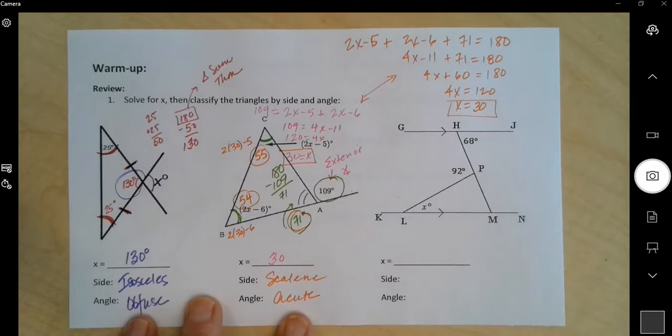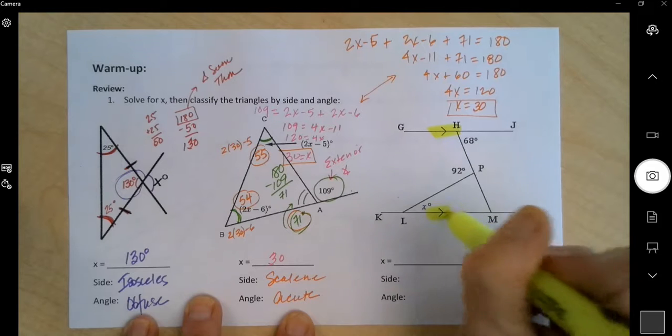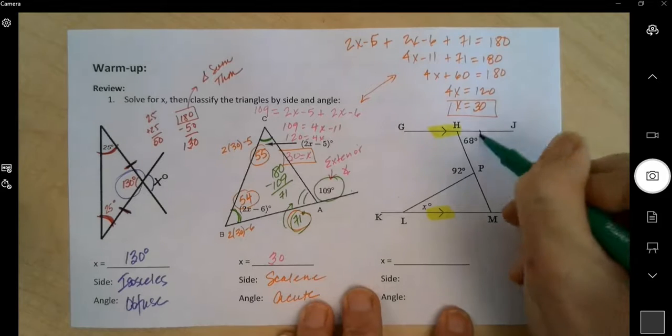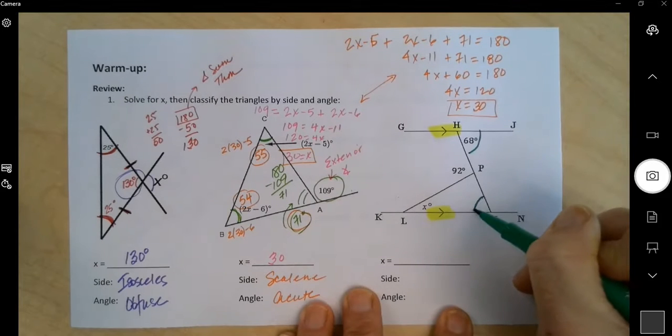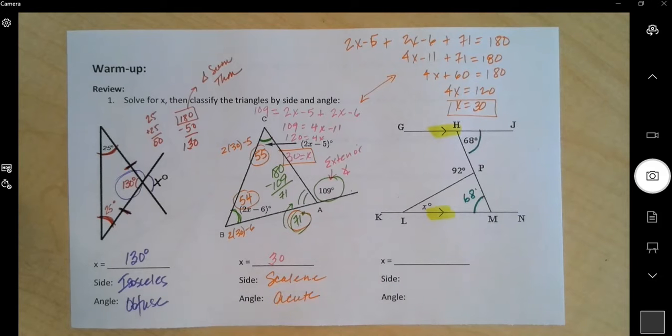Next one, I see that I've got parallel lines. So Olivia, here's your parallel lines. My next step is going to be to put those parallel lines to use and say, if I have a 68 degree angle here, how can I justify this one being 68 degrees? Alternating interior angles, I love it.